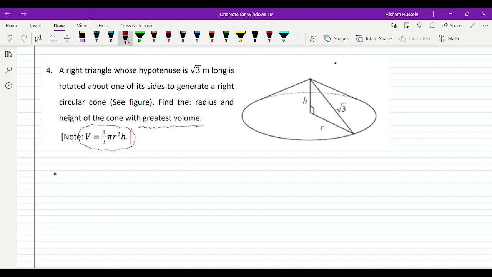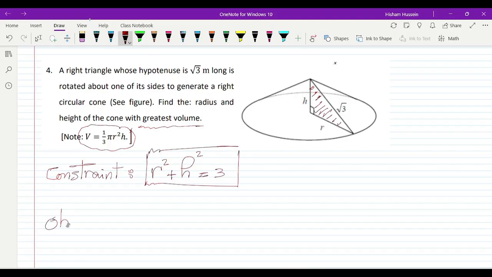Okay, but we are looking now for the constraint. The constraint is shown from this triangle: r squared plus h squared equals root 3 squared, which is 3. So this is the constraint, and this is the objective function. We need to maximize V equals 1 over 3 pi r squared times h.